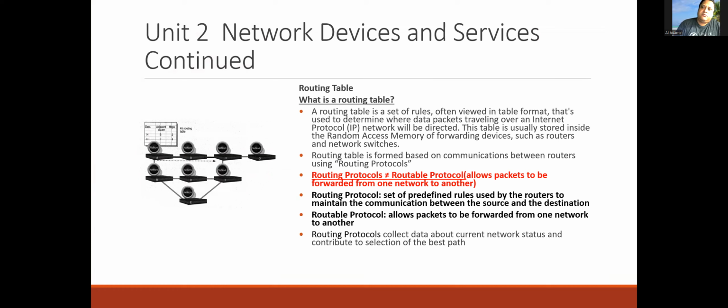Makes sense. This table is usually stored inside the random access memory of forwarding devices, such as routers and network switches. The routing table is formed, that's what I was trying to remember what it's called, based on communication between routers using routing protocols. And this is in red and underlined so you guys can know that they're not the same as the definitions under there. Routing protocols are not the same as routable protocols.